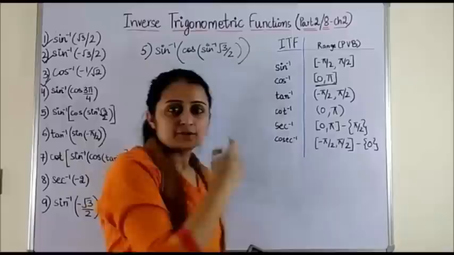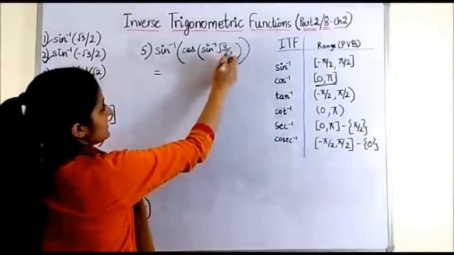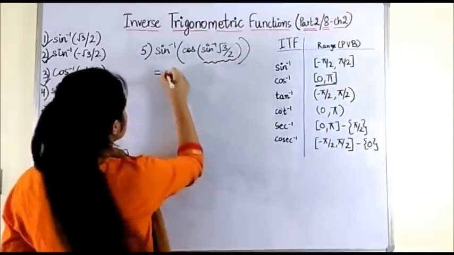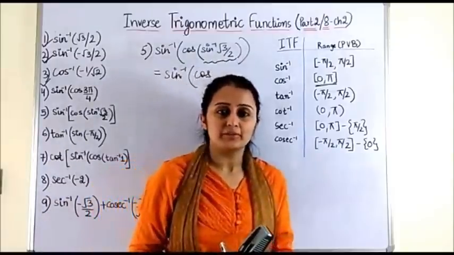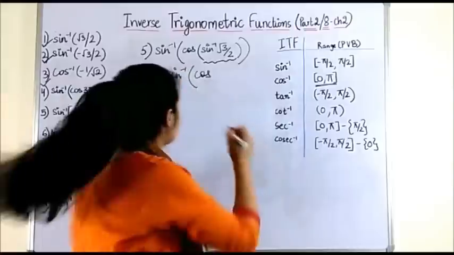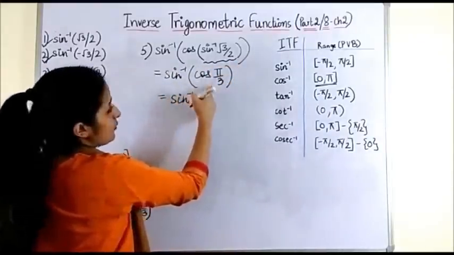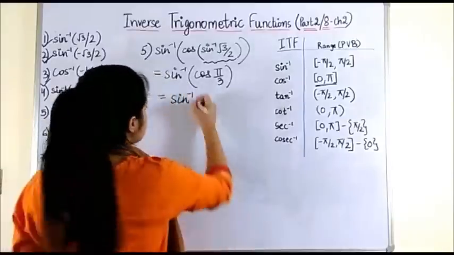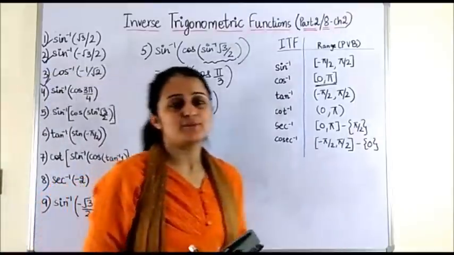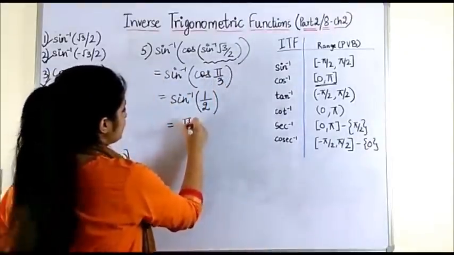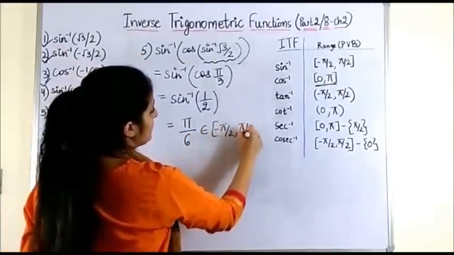principal value branch. Talking of the fifth question now, once again we start with the brackets, the innermost bracket first. Sine inverse of root 3 by 2 is going to be 60 degrees, that is pi by 3. Now cos of 60 degrees or cos of pi by 3 is 1 by 2, and what is sine inverse 1 by 2? Pi by 6, which again is in the PVB.